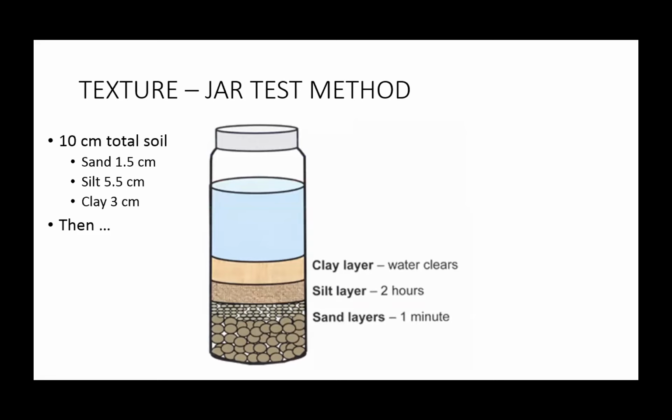All right, so again, the jar test, it's pretty straightforward with the instructions. So for example, if you ended up with a 10 centimeter depth of soil in your jar, and after about 40 seconds to a minute, 1.5 centimeters was sand, 5.5 centimeters was silt, and then 3 centimeters was clay, you'll end up with 15% sand, 55% silt, and 30% clay. And then on your texture triangle, when you put all those numbers together, it's a silty clay loam.